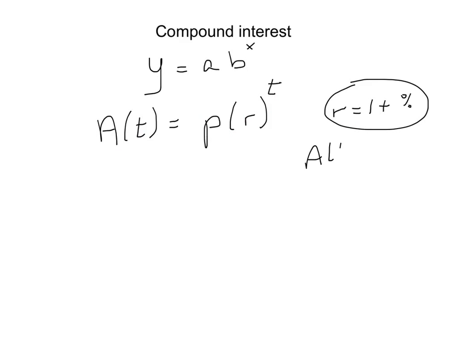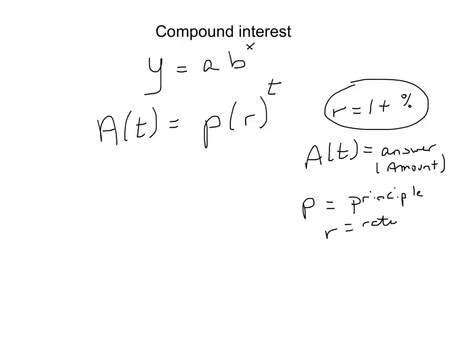The amount is a function of time. Keep in mind this is function notation. This is basically the answer, or the amount in the account. P represents the principal, which is how much is invested, how much you put into the bank or into the investment. And of course, R is the rate and T is the time. Okay. So let me just throw an example down here quick, just show you something easy.